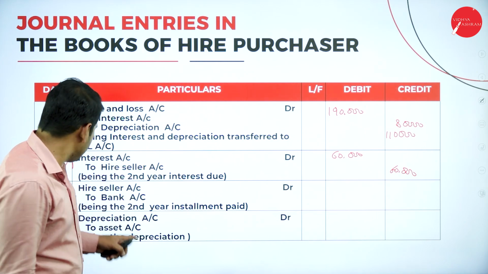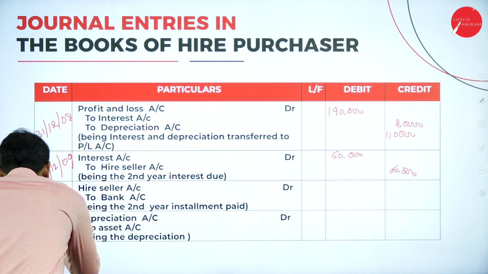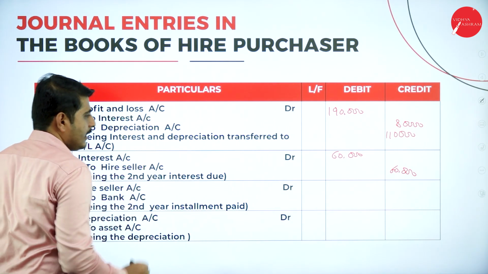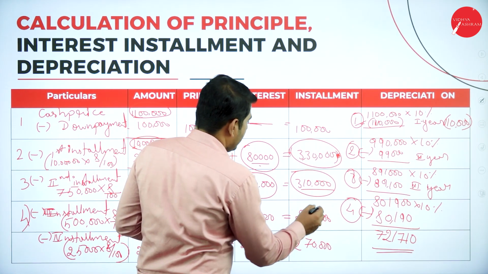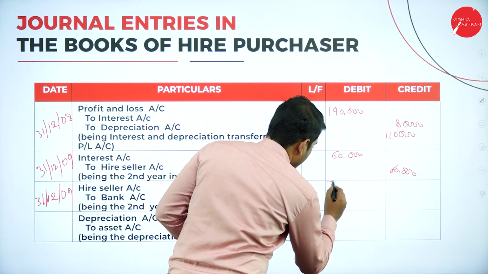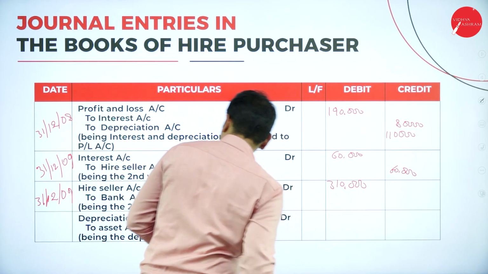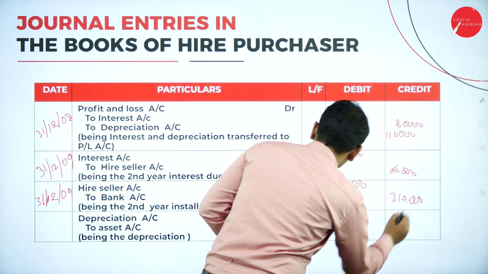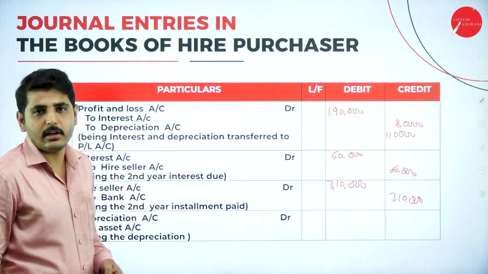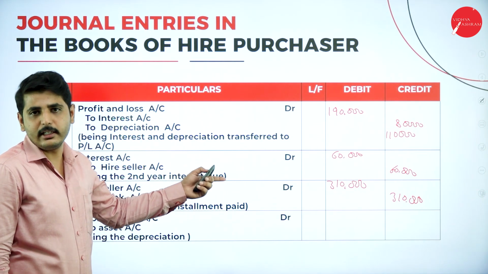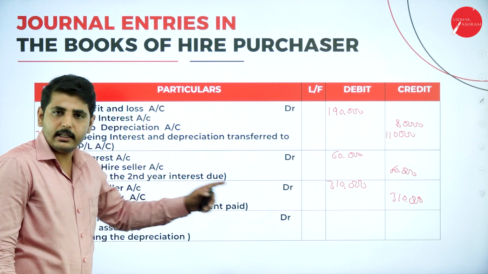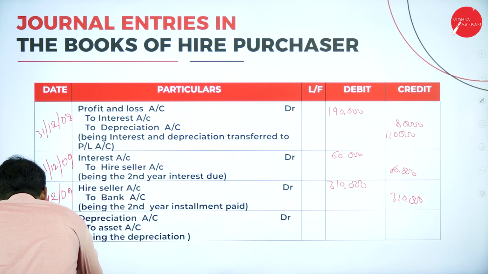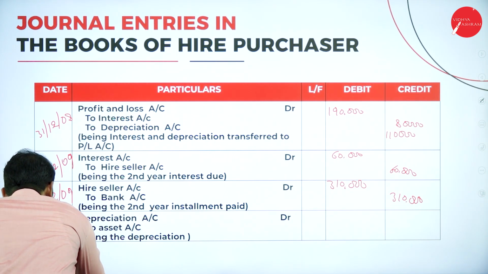We pay by check. So on the same date, 31st/12/2009, hire seller account debit 3,10,000, to bank account 3,10,000, being the second year installment paid. Already we have calculated the depreciation for the second year. Now we just write the depreciation for the second year. The date is 31st/12/2009.